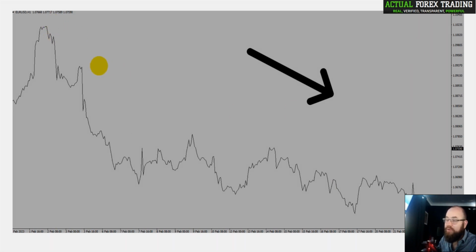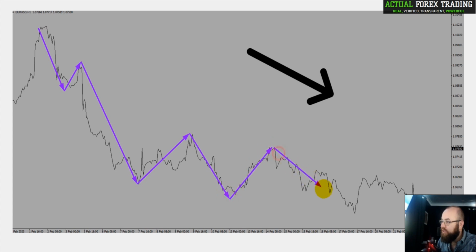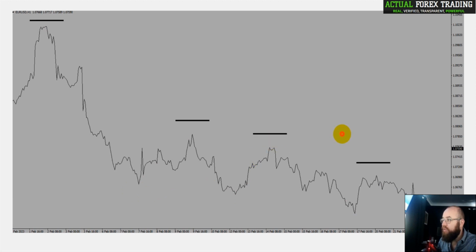As it came down, once again we have this wave motion. So we have a wave down or a swing down, wave up, swing up. We have these waves or steps. Something like this. It doesn't have to be an exact science. These waves, these steps down. Once again we have peaks and we have troughs. Let's move on to the next one.